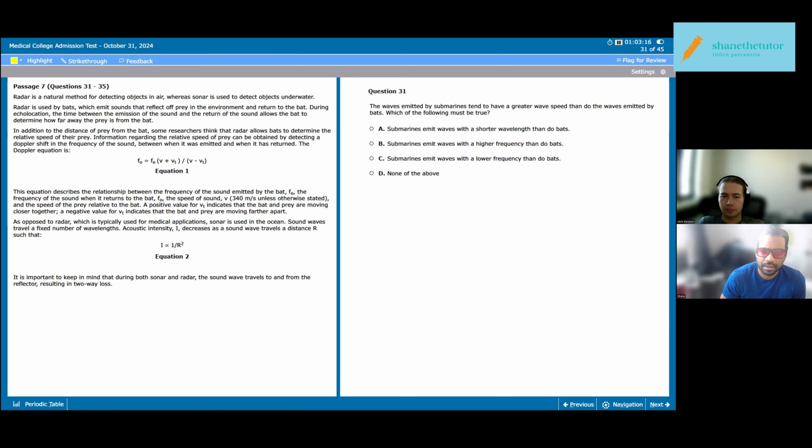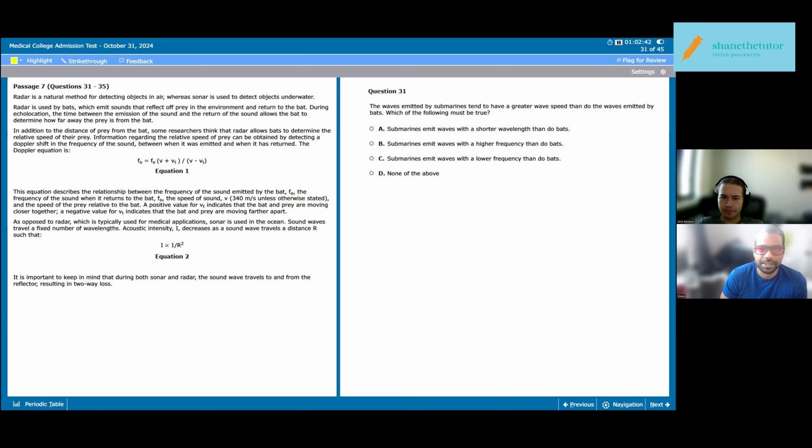So we're talking about sound waves, and submarines have that sound wave in what medium? Liquid. And what about bats? Gas. Yep. So which should travel faster? It will travel faster coming from the submarine, in liquid, because of the medium that it's in, right?